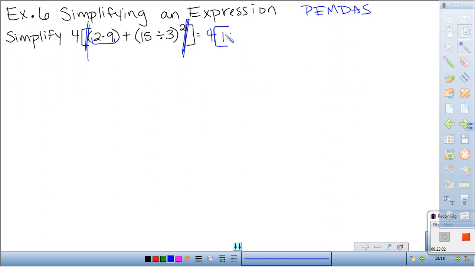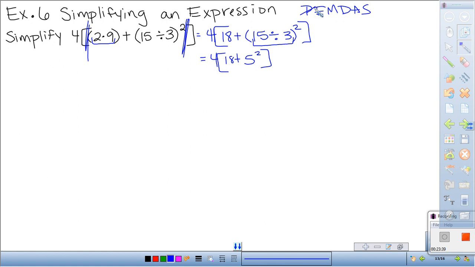2 times 9 is 18, plus, leave everything else alone, 15 divided by 3 squared, close the bracket. Again, think of what's inside the brackets as a separate problem. So focus on that. Ignore the 4 in the brackets for now until we get all this simplified in here. So I have 4, open bracket, 18 plus. Now again, we're still working on parentheses. We have to get rid of these parentheses before we can work on anything else in here. So I have 15 divided by 3. 15 divided by 3 is 5. And remember that was squared, so it's 5 squared now.